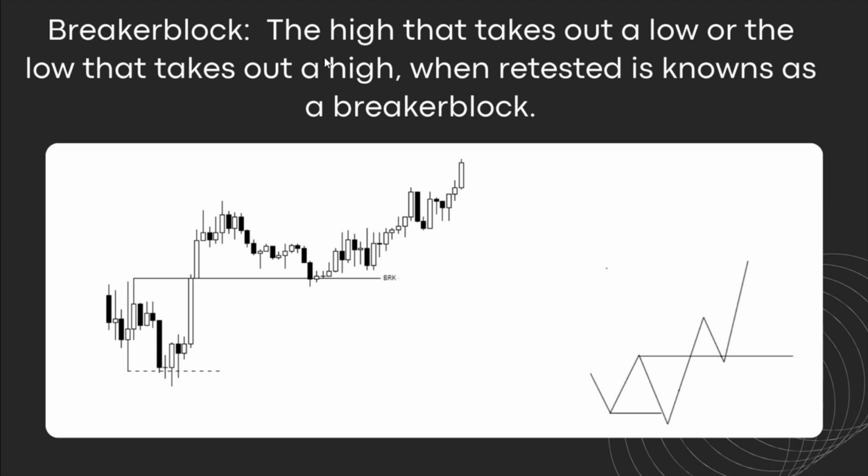The definition of a breaker block is the following: the high that takes out a low, or the low that takes out a high, when broken and retested, is known as a breaker block. Now in the hierarchy of key levels, breaker block is in the mid range of significance, but it's an important key level that you could use on the higher time frame. Now you can see right here that we've got this high and this low, and what happened is that this high took out and turtle souped this low, and then it got broken above after that, and after that it became a breaker block. Now we're going to wait for it to be retested and find support there, and we're going to expand from there.